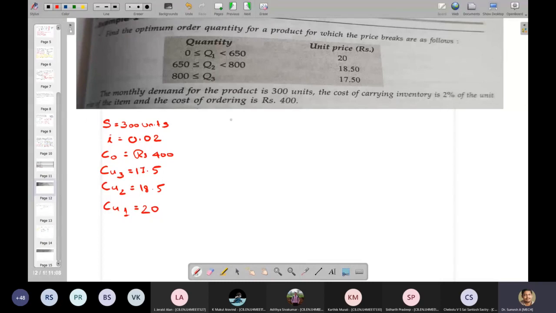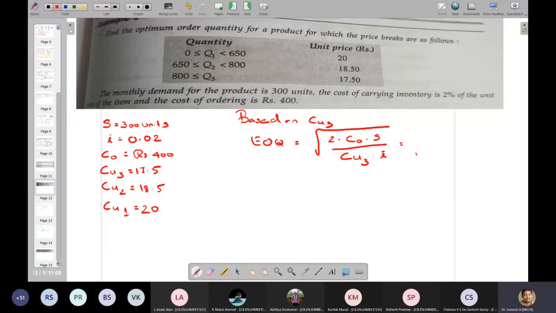So first you have to calculate for the last, that is based on CU3. So EOQ will be square root of 2 into CO into S divided by CU3 into I. What is the substitution you are getting? 2 into 400 into 300 divided by CU3, which is 17.5, into 0.02. What is the value you are getting? 828. 828 units.